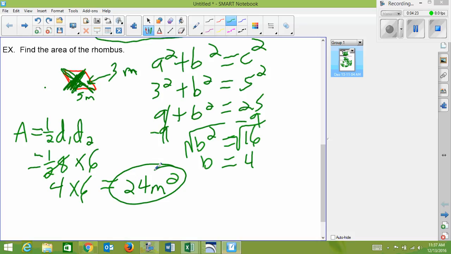Again, keeping in mind, for rhombuses and kites, you have to find the diagonals first, and it might require some extra work. So bring that knowledge with you.